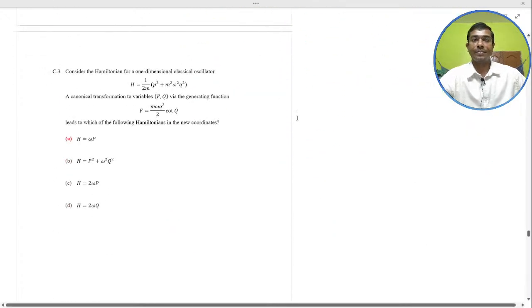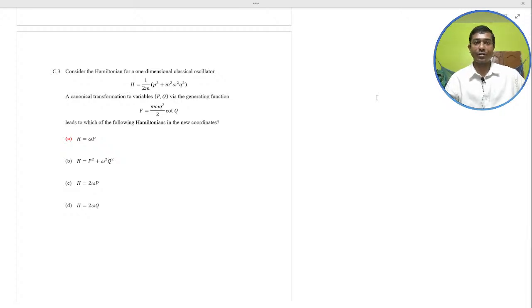Question number 3. Consider the Hamiltonian for a one-dimensional classical harmonic oscillator. A canonical transformation to variables P, Q via the generating function F equal to m omega q squared by 2 cot Q reaches the following Hamiltonian in the new coordinates.